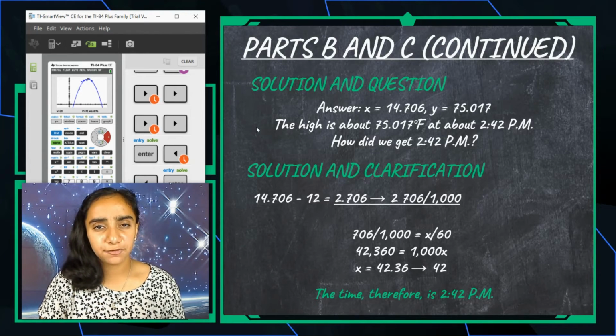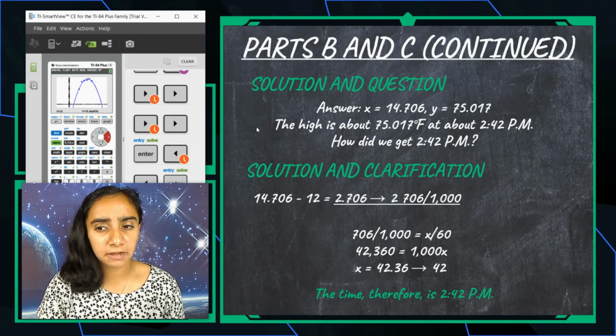So the answer we got from the last slide is that the vertex is the point 14.706, 75.017.